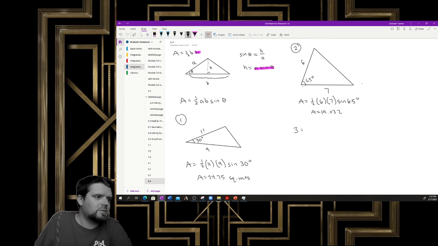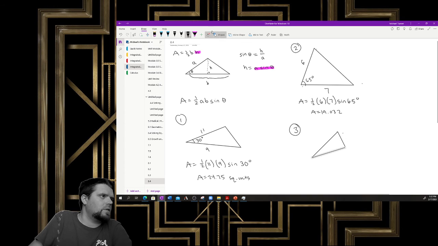In my other classes, students had a fairly simple time with this. The only thing that sometimes throws people off is, okay, well, what if there's more than 2 sides, right? Let's say I have a triangle like this. And I give you 28 degrees. I give you 7. I give you 20, and I give you 18.